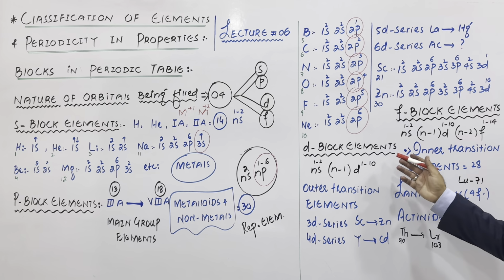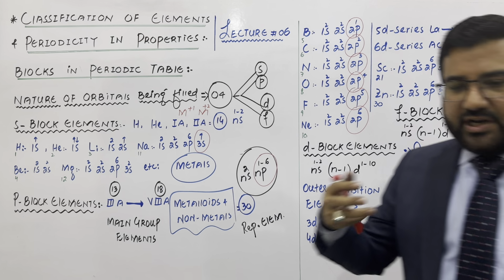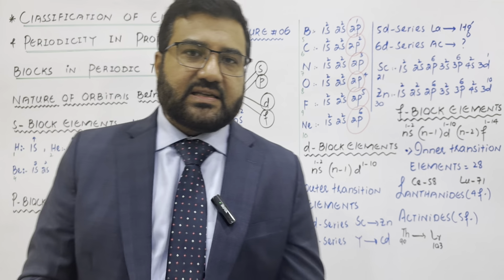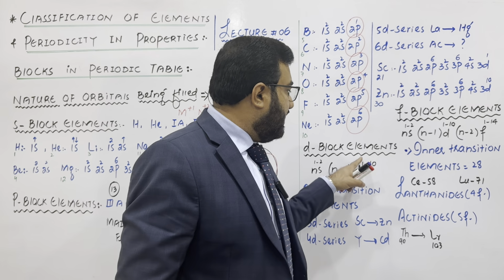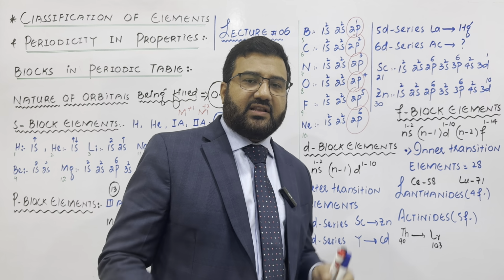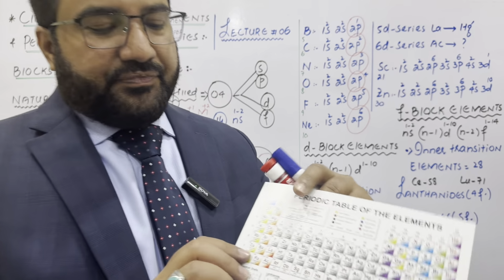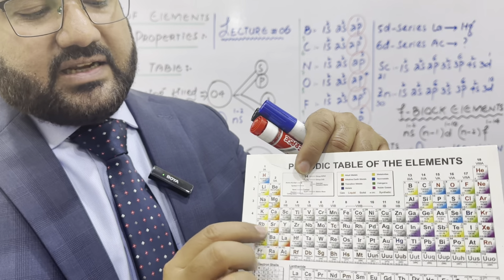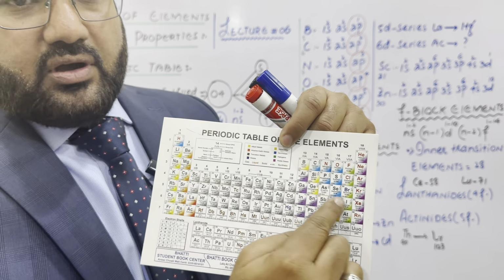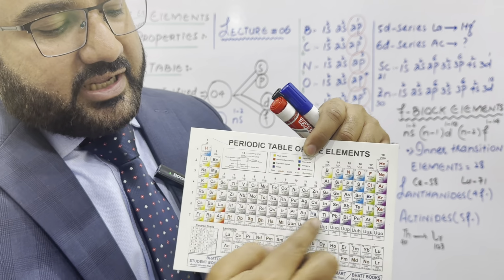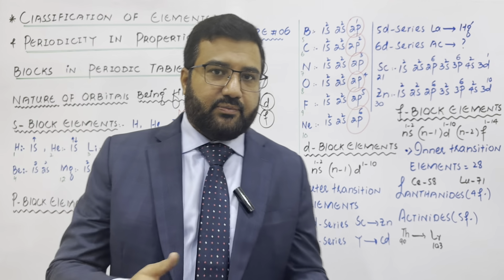Now the next one is the d block elements. The d block elements act as a bridge between the s block elements and the p block elements. You can say that the d block elements act as a bridge between the metals of the s block and the non-metals of the p block. These two groups are the s block, 1A and 2A, and these are the groups of the p block, and this is the bridge of the d block between the metals of the s block and non-metals of the p block.